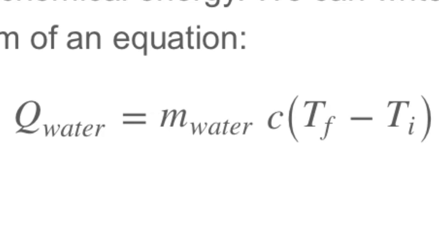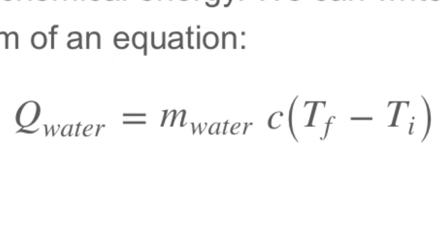Then you have M water, which stands for the mass of water. So depending on how much water you use in your experiment, you measure how much it is in grams, and then that is what you plug in for that variable. And then C is the specific heat capacity of water. So this is something that doesn't change. This isn't something that you measure. So that stands for 1 calorie per gram per degree Celsius. So that's what you plug in for that variable.